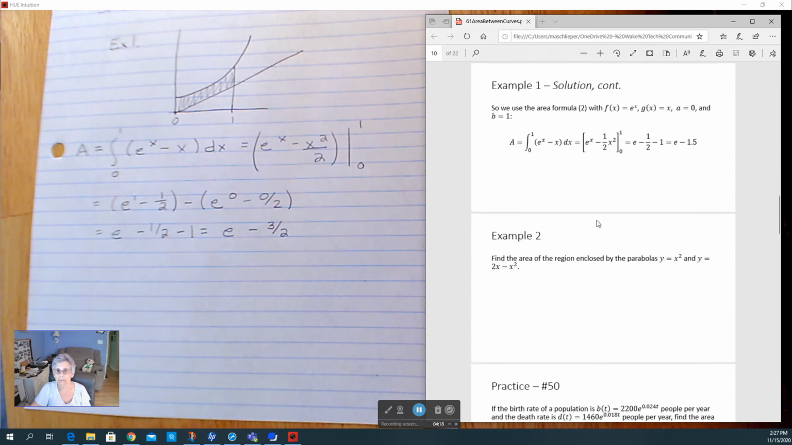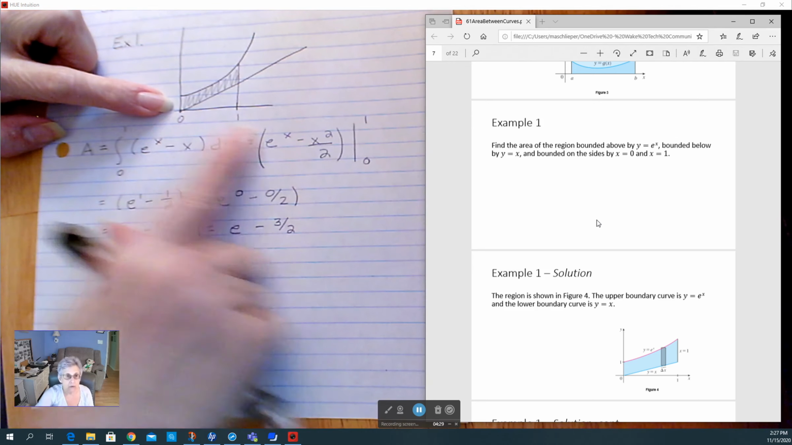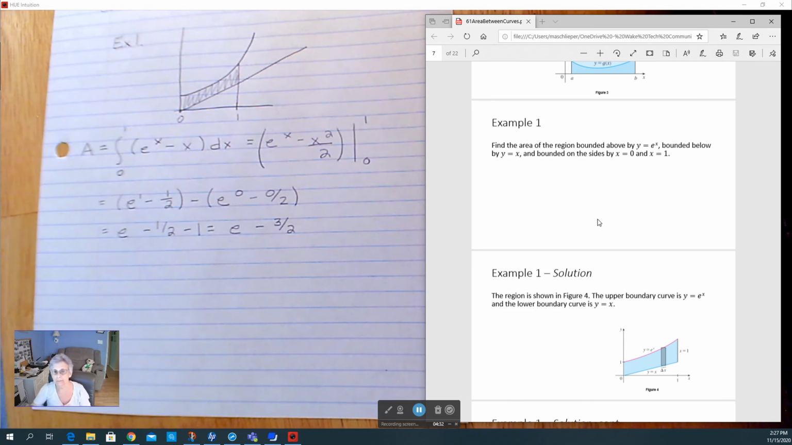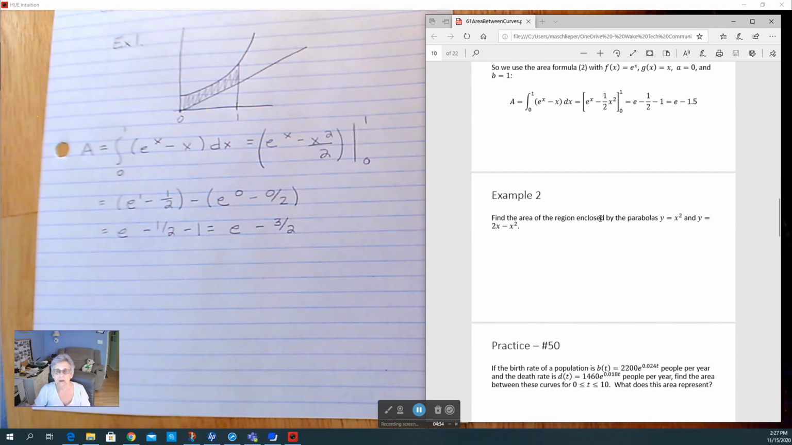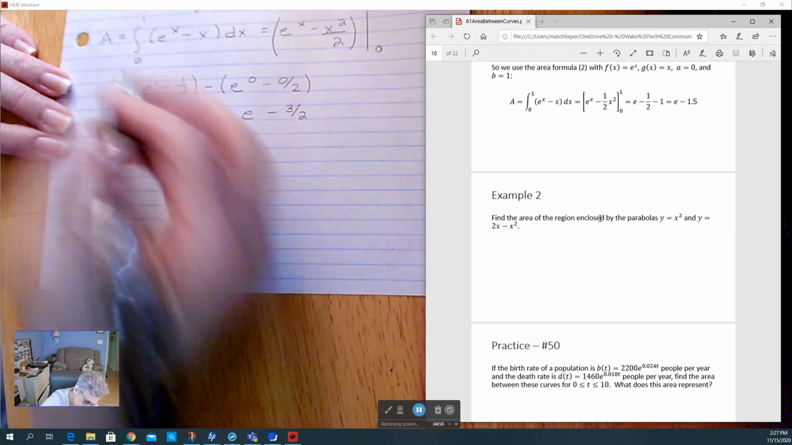Let's do another one. Example 1 was friendly. It told me exactly what my limits of integration should be because it said it was bounded on the sides by x equals 1 and x equals 0. Example 2, not so friendly. It just says to find the area of the region enclosed by the parabolas y equals x squared and y equals 2x minus x squared. Luckily, again, easy to sketch.